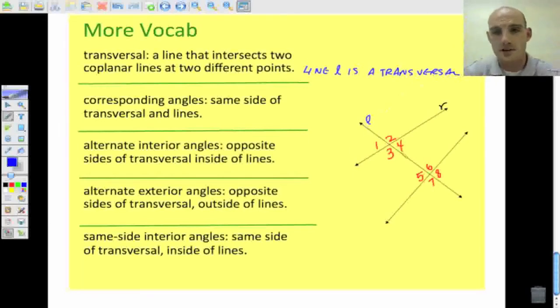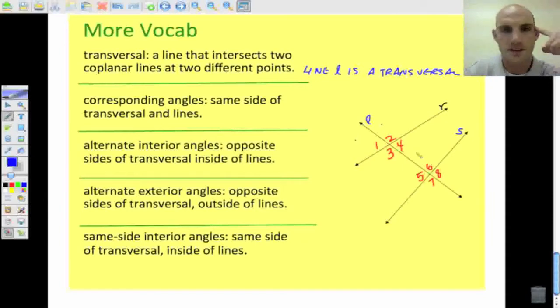Okay, because it intersects these two lines here. We'll call this line S, and that's line R. Okay, so L touches R and S, so that's what makes it a transversal. Corresponding angles are the same side of the transversal and the line. So for example, same side of the transversal is going to be like this side or this side. Okay? Same side. So I'm going to pick this side.